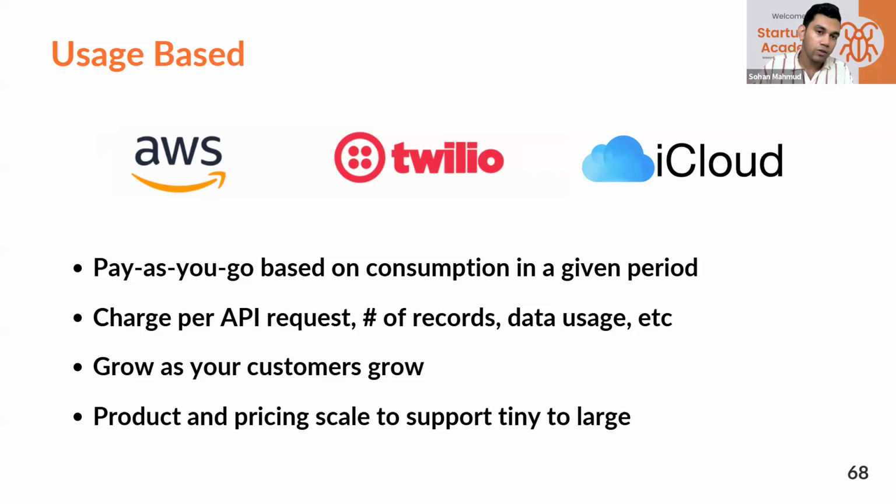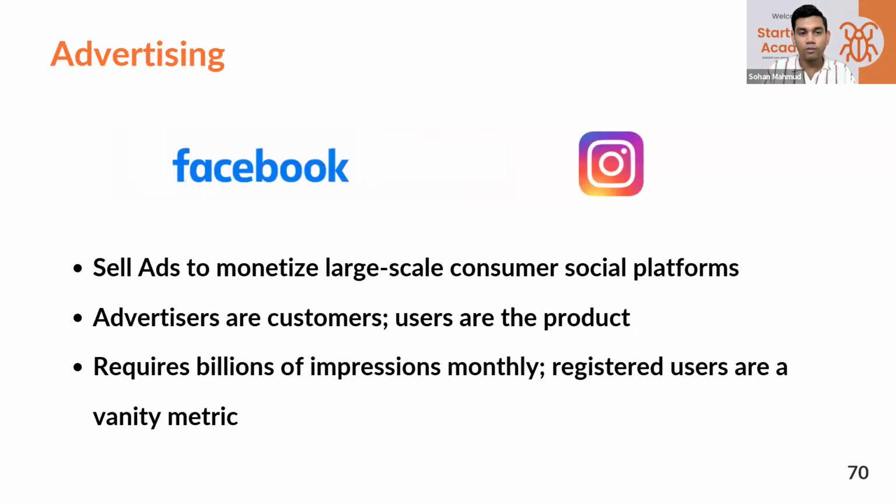Then the next one is usage-based. As much as you use, you pay based on that. AWS, Amazon Web Services, Twilio, iCloud: the more space you need in iCloud, or if you're doing software-related things with AWS, you have to pay based on that. For example, if we want to make an authentication system using AWS, you have to use their APIs, and based on those APIs, they will charge based on the recorded data usage. The money that you pay will grow as your customers grow. That's how a lot of companies like this are earning billions, because companies need to expand their operations. Product and pricing scale to support tiny to large. It's really straightforward.